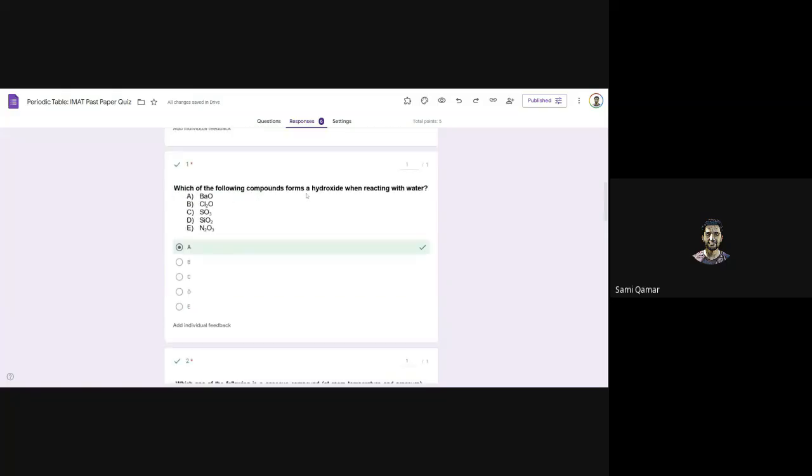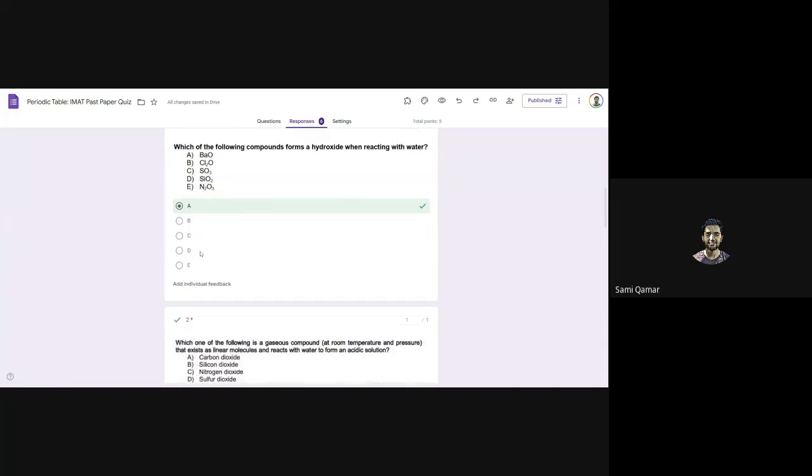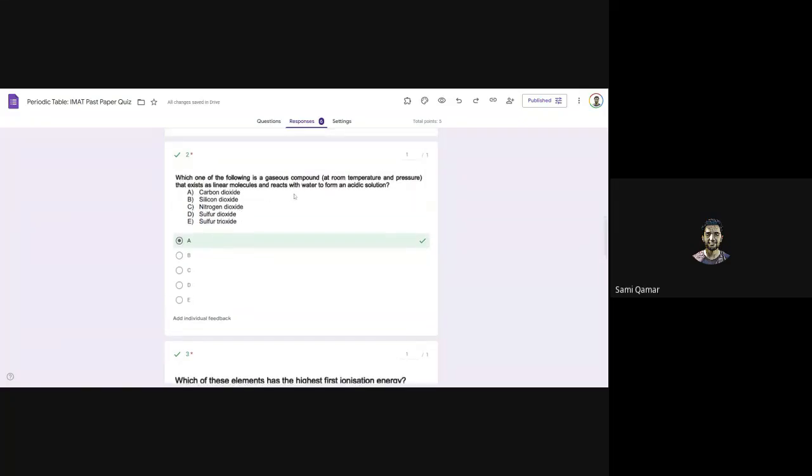Which of the following compounds forms a hydroxide when reacting with water? Now you know that barium oxide, when it reacts with water, will form a hydroxide. This is a good thing. The chloride, SO3, and SiO2 will not form one. This is a question from 2024. Next: which of the following is a gaseous compound at room temperature and pressure that exists as a linear molecule?